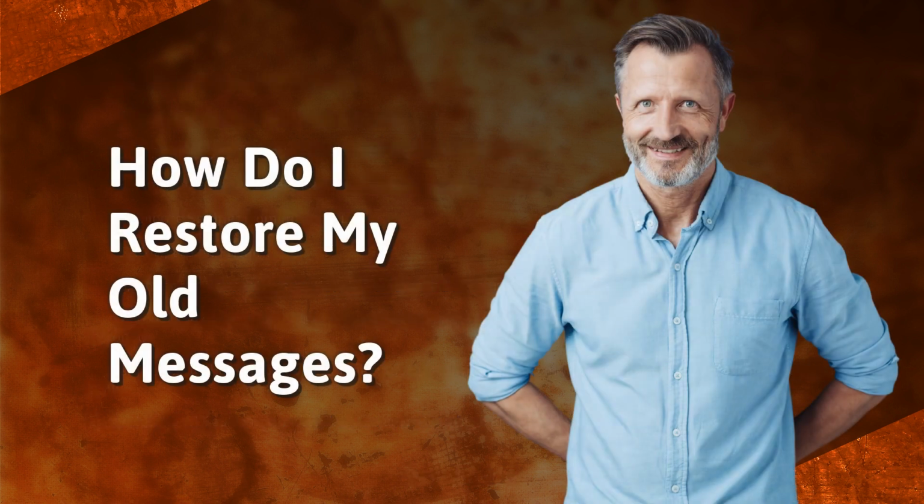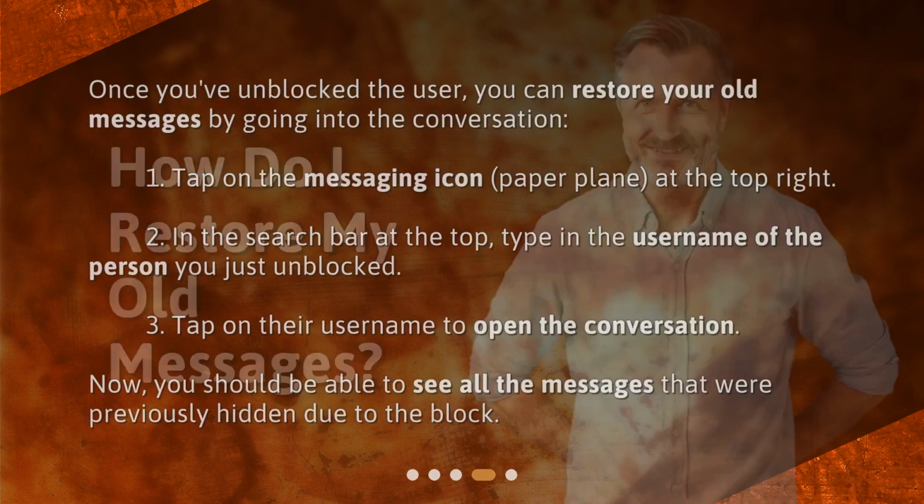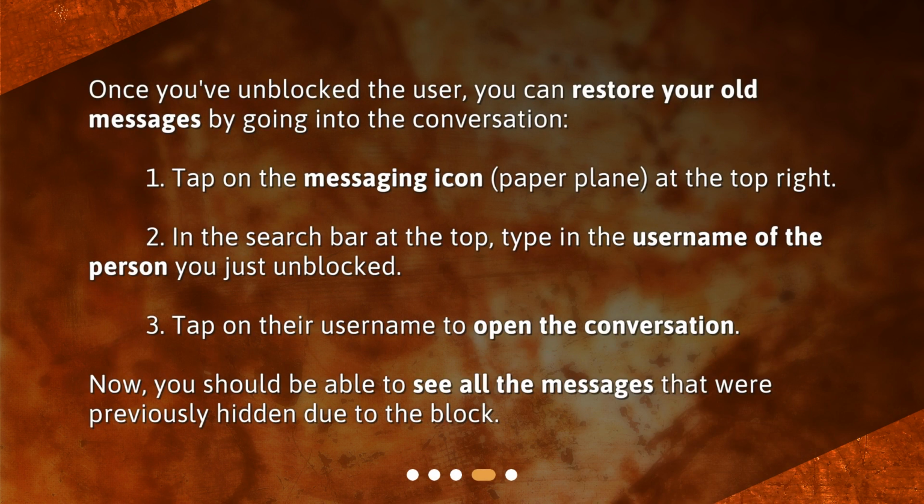How do I restore my old messages? Once you've unblocked the user, you can restore your old messages by going into the conversation. 1. Tap on the messaging icon, paper plane, at the top right. 2. In the search bar at the top, type in the username of the person you just unblocked. 3. Tap on their username to open the conversation. Now, you should be able to see all the messages that were previously hidden due to the block.